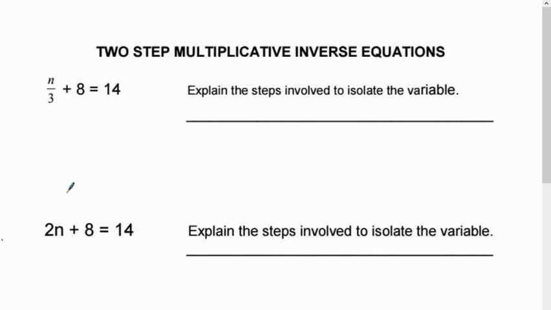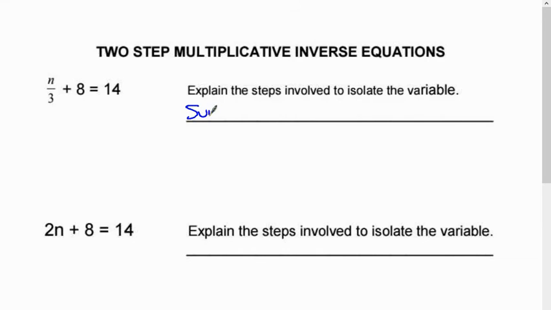In the next few examples, what we need to do is explain the steps involved in order to isolate the variable. So looking at our first example, it says n divided by 3 plus 8 equals 14. Our goal is always to try to get the variable term all by itself. The variable term is on the left side of the equal sign, but it's not alone. It's got that positive 8 there, and we would want to remove that. In order to do that, the first thing we would have to do is subtract 8 from both sides.